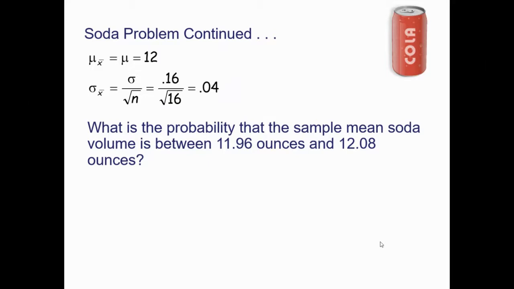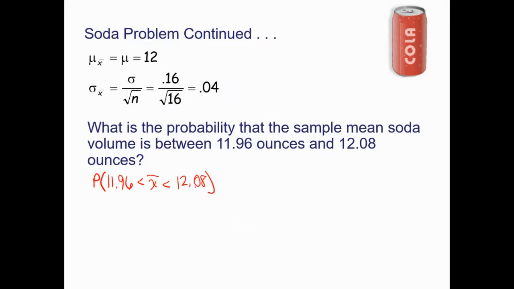This is where we're going to need our z-tables. So we want the probability that X bar is between 11.96 and 12.08. Since we can assume it's approximately normal, actually, wait a minute. No, they tell us that. They tell us this time it's approximately normal. What do I have to do first before I can use my tables?